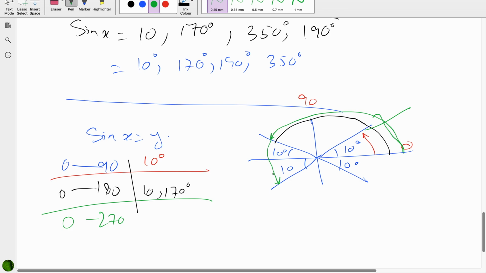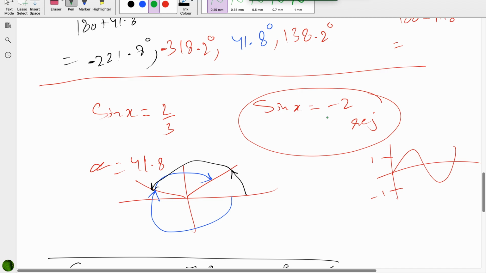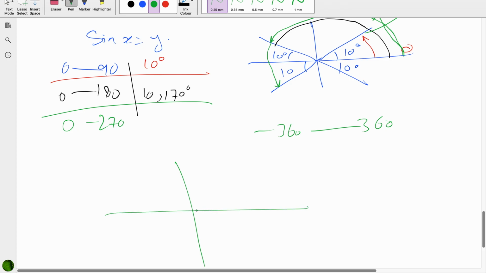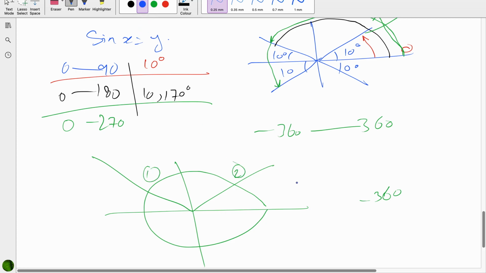And in the previous case, our domain was negative 360 to 360. And we had so many intersections for that. Sine was positive. And in anti-clockwise direction for negative 360, we had two intersections. One, then two. Moving till positive 360, we had one intersection, then two intersections. So there were four answers.